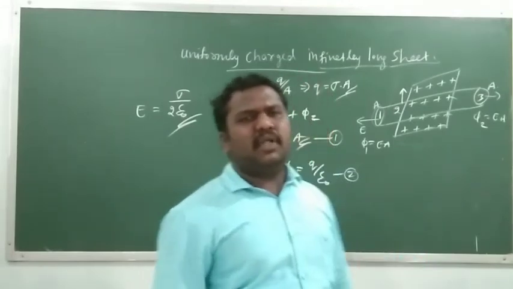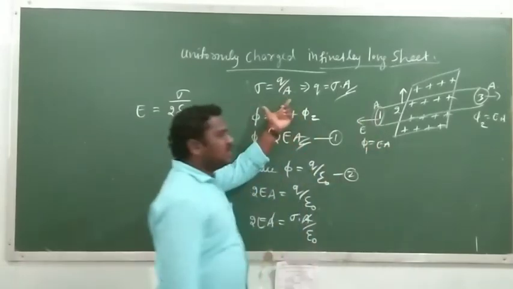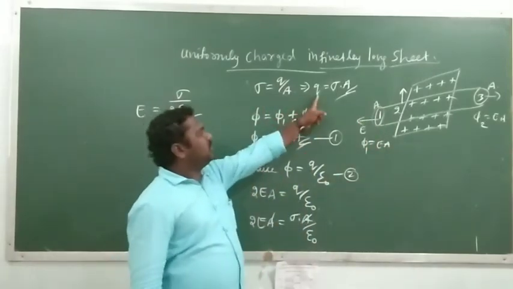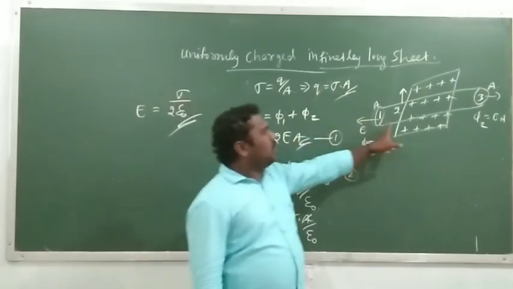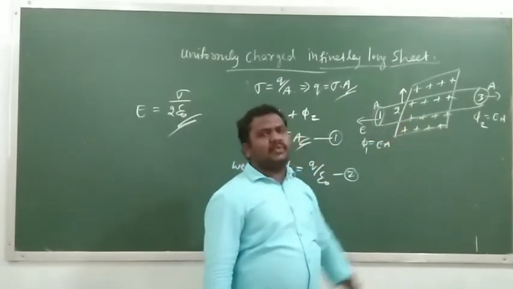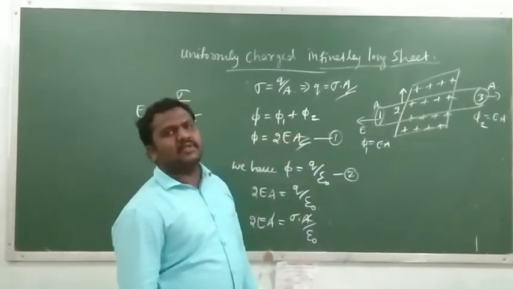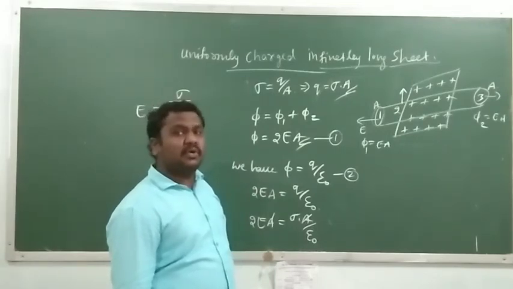Okay, very simple derivation, right? So first we have to consider the distribution of the charge, and we got Q is equal to sigma into A. And if we observe the Gaussian surface, here it is a cylindrical surface. So the first and the third surfaces will have non-zero flux, and the curved surface will have zero flux because theta becomes 90 with respect to the curved surface.